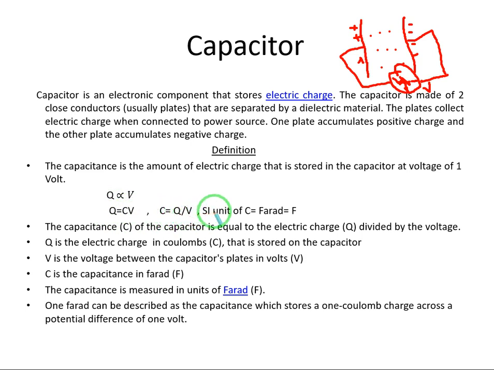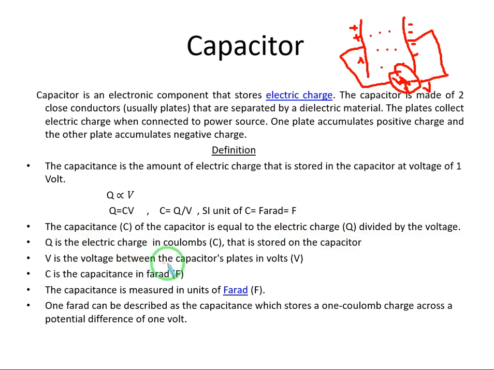So now what is the SI unit of capacitor? The SI unit of C, or capacitance, is farad, which is represented by F. Whenever you are going to buy a capacitor from a market, you always tell the shopkeeper, give me a capacitor of 6 microfarad, 5 microfarad, 2 microfarad. So farad is the unit of capacitance. Okay, so capacitance C of the capacitor is equal to the electric charge divided by the voltage.